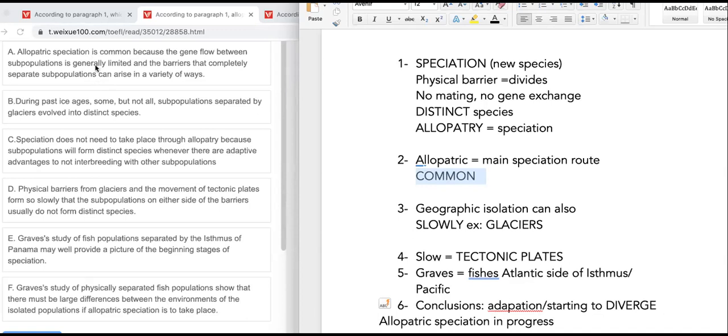And also we've got that the genes can't flow, right? They have trouble, they don't mate anymore, they're not flowing. And the barriers that completely separate subpopulations can arise. We got barriers, right? They mentioned the glaciers as barriers, the tectonic plates, and those are different ways barriers can arise. So yes, I can't eliminate that one yet.